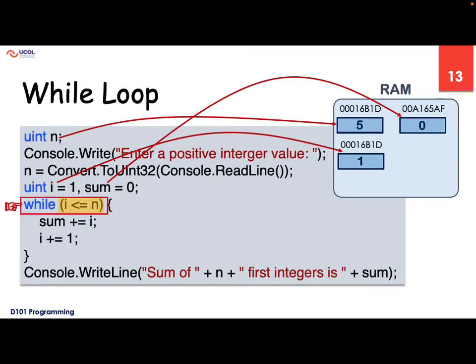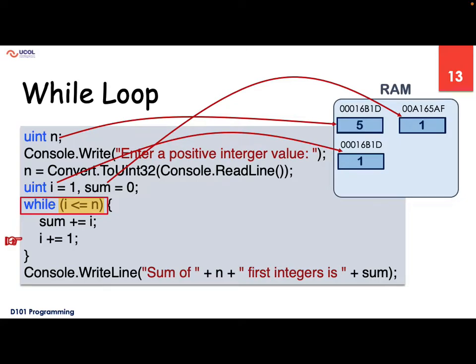Condition is definitely true. i is 1, n is 5, i is less than or equal to 5. Yes, it is true. It will execute the body. Now, what will it do? It will add the value of i to the sum. 0 plus 1, answer is 1. So the value of sum will change. Yes or no? The value of sum will become 1, and then we are saying i plus equal to 1. Whatever the value of i is, increase it by 1.